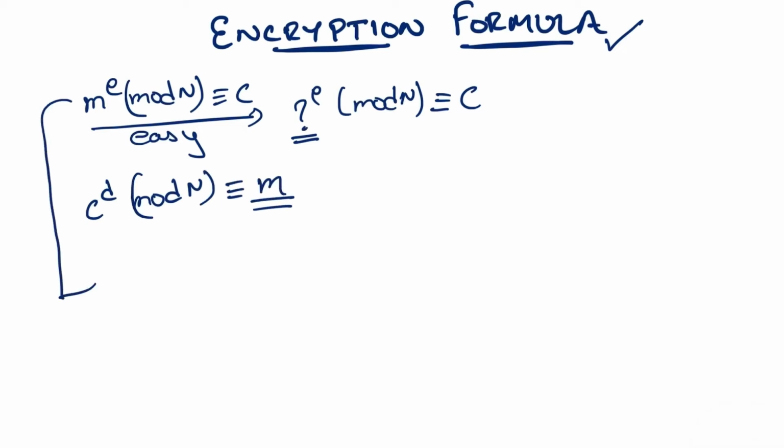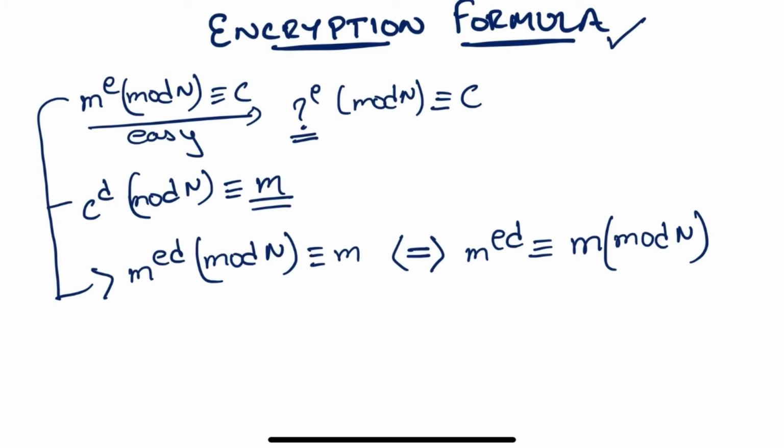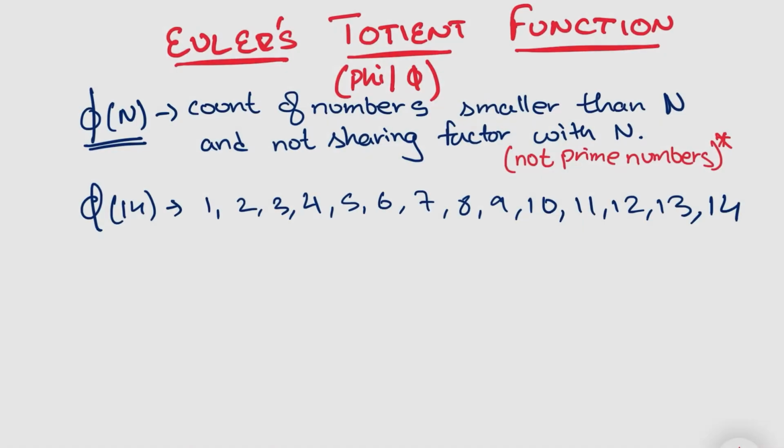Both these equations combine to give M to the power ED mod N congruent to M. This can also be written as M power ED is congruent to M mod N. This comes from a property of modular arithmetic. Now, this equation does not make much sense right now, but soon you'll understand its significance. Now the game of prime numbers begins here.